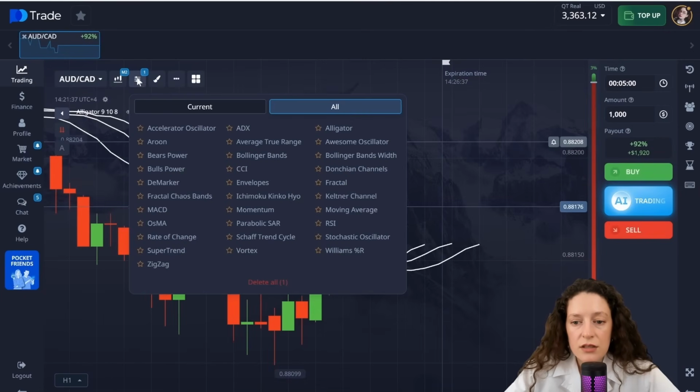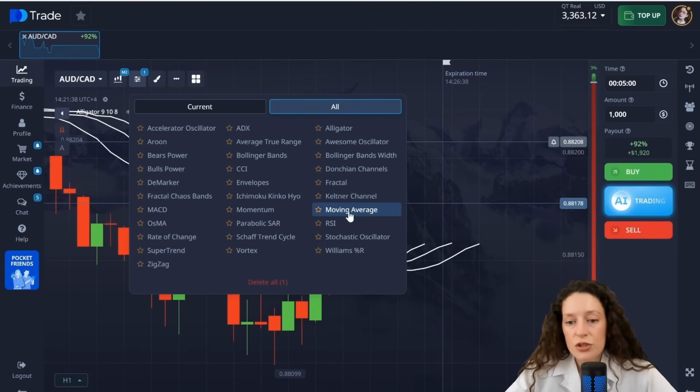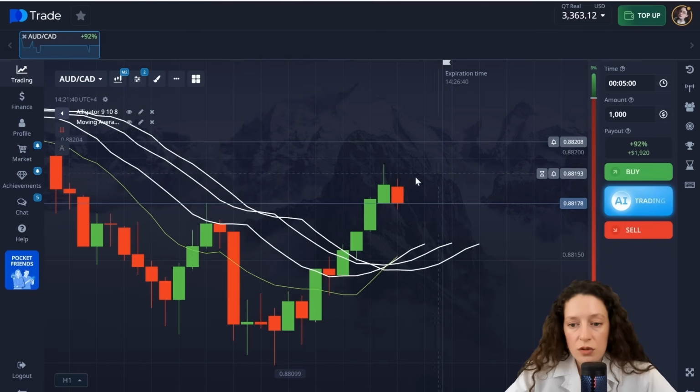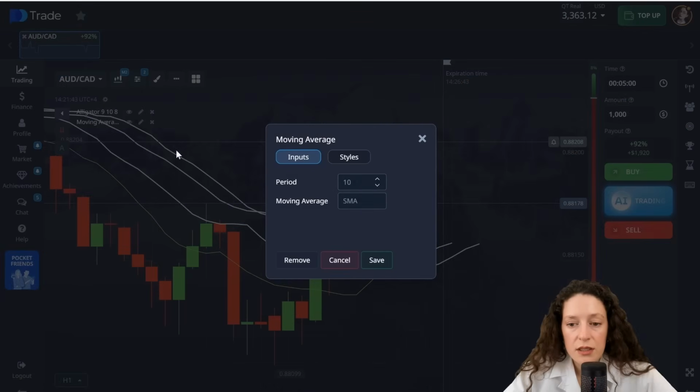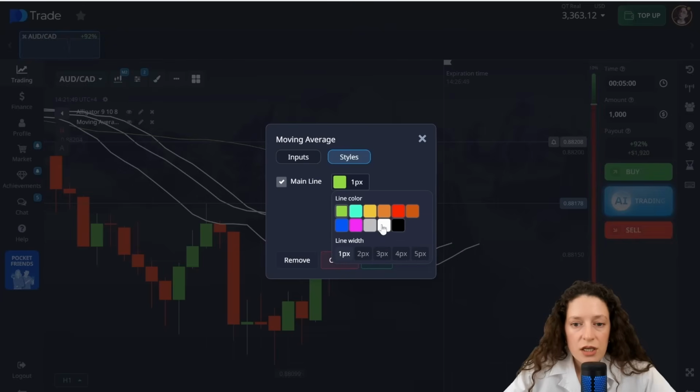The second indicator is moving average, which also plays an important role in the method. Period is 52. Let's change the color to yellow, thicken the line and save.